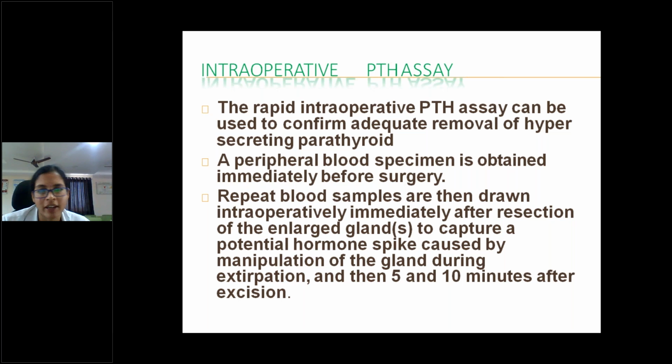We have to explore again all the ectopic parathyroid glands and everywhere for any remnant parathyroid tissue, because it will cause the symptoms. The symptoms won't subside, and there will be failure of this surgery.